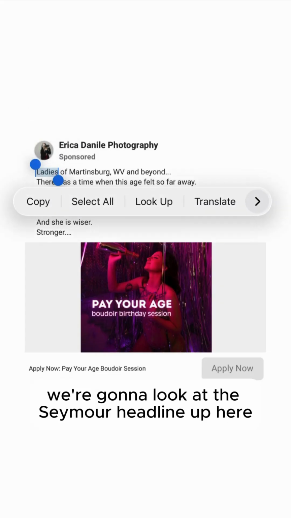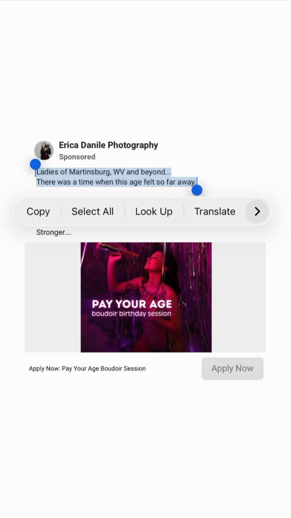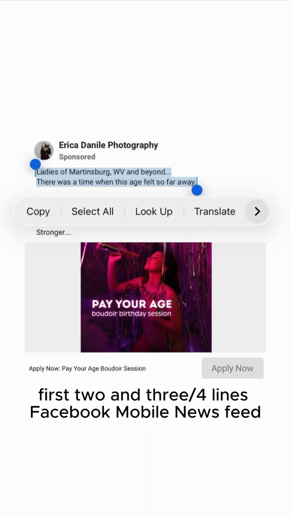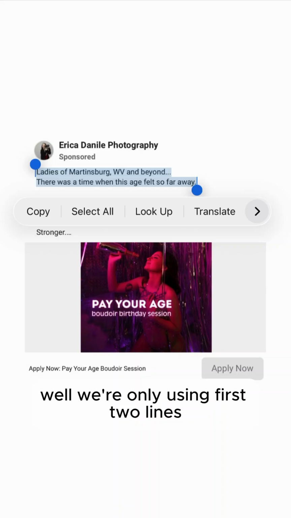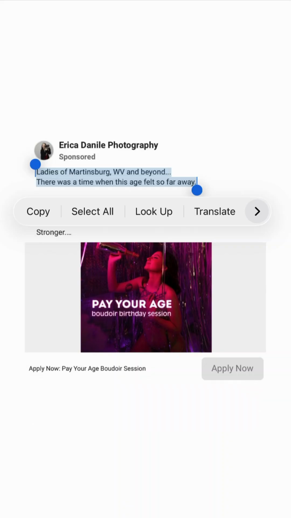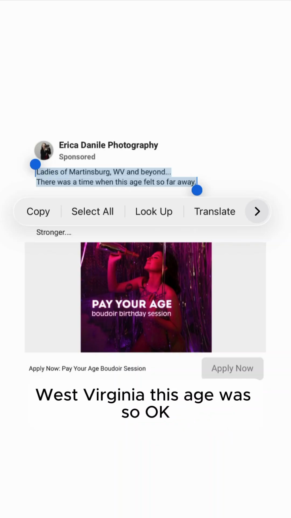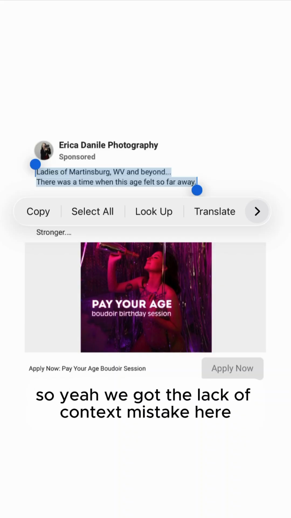Finally, we're going to look at the see more headline up here. First 2 3/4 lines, Facebook mobile newsfeed. Well, we're only using the first 2 lines. Now the Maze of Martinsville, West Virginia. This one was okay. So yeah, we got the lack of context mistake here.